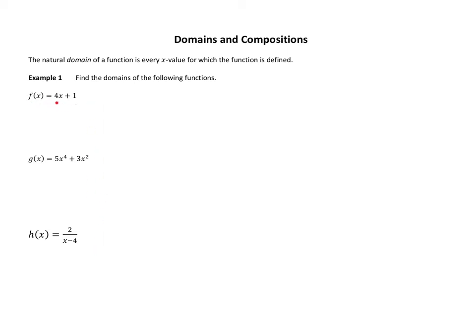Starting with f of x, the function is 4x plus 1. What is the domain of this function? That is all the numbers that you are allowed to put in place of x. If you think about it, you can put any number you want in place of x, multiply by 4, and then add 1, and nothing ever goes wrong. There's no real work to show, but I'll use D for domain, and the domain is all real numbers. Everything works, so you can use interval notation or just simply write all real numbers.